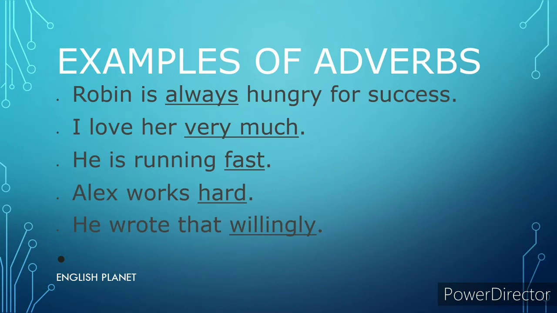Third one. He is running fast. Find out the verb or an adjective in this. Yes, running is a verb. It's an action word. So how is he running? Fast. So fast becomes an adverb.